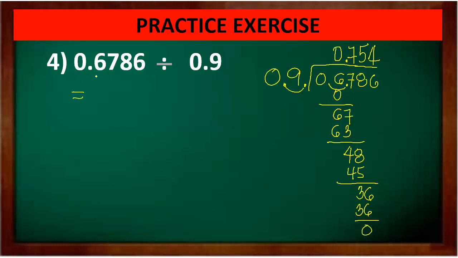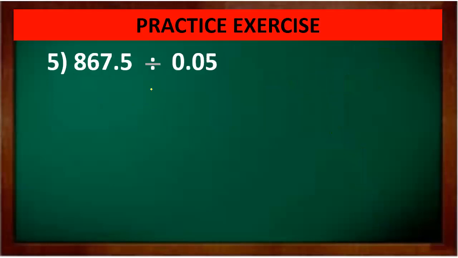Therefore, 0.6786 divided by 0.9 will give us an answer of 0.754. See? Very easy. Okay, just follow the basic procedure in dividing whole numbers, and don't forget to put the right position yung decimal place natin doon sa quotient. Now, let's have one last exercise, one last example. Now, we have 867.5 divided by 0.05.